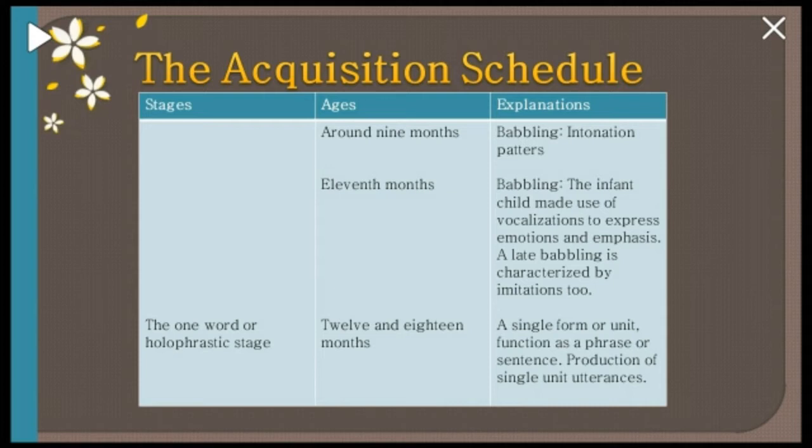Okay, after the first stage, we continue to the second stage. The second stage is the one-word or holophrastic stage. In this stage, there is just one age category, 12 to 18 months. The explanation is that a single form or unit functions as a phrase or sentence, the production of single-unit utterances.